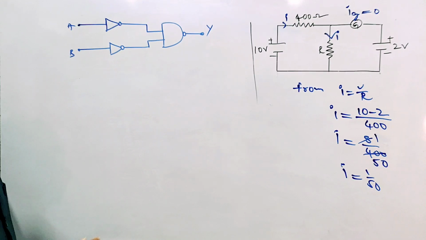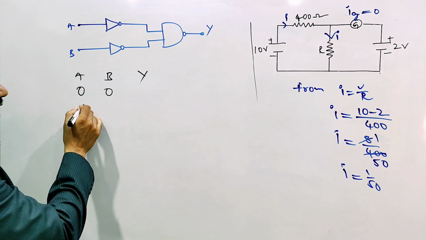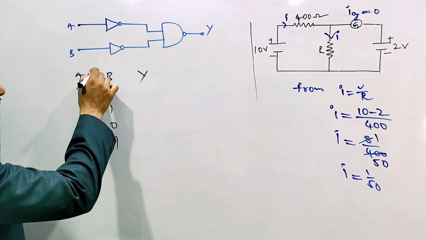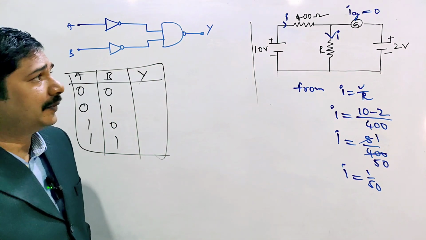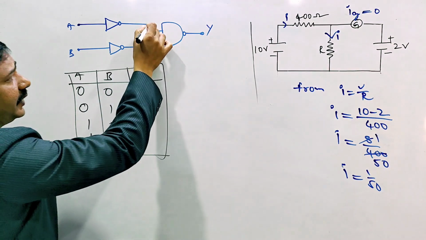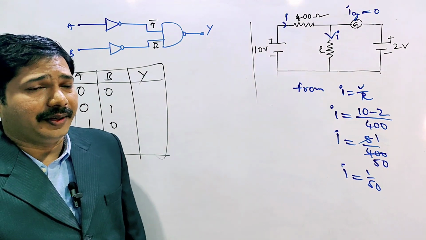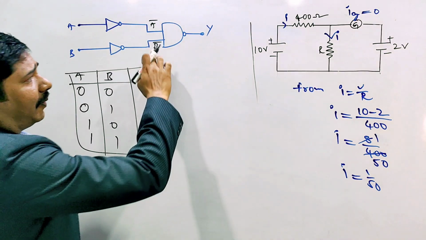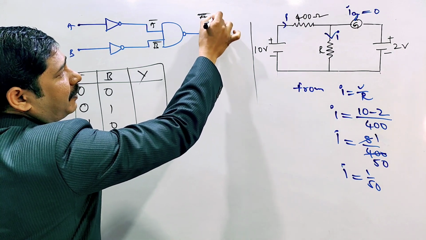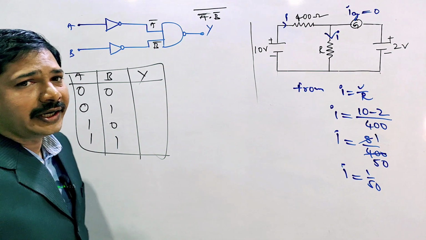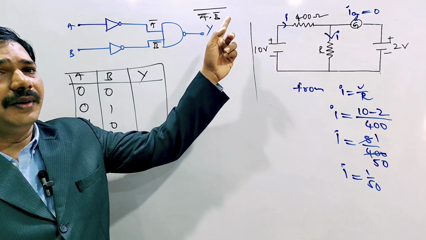Listen here how to solve this one. One circuit is given, two inputs A, B, and output Y. For input we can take 0 0, 0 1, 1 0, 1 1. They are asking which truth table is correct. Here A goes through the NOT gate and becomes A bar, and B becomes B bar. Afterwards this passes through the NAND gate. The NAND gate expression is actually A dot B whole bar, but here A bar and B bar are taken, so A bar dot B bar whole bar.